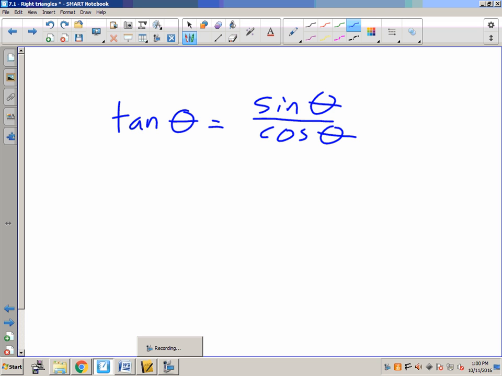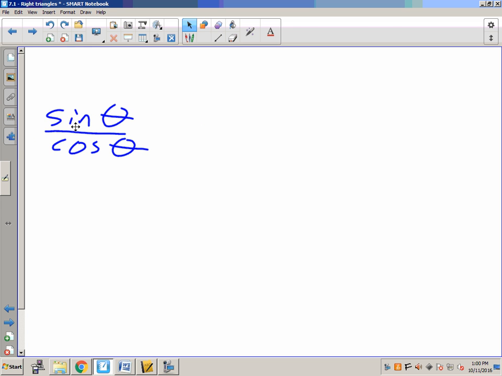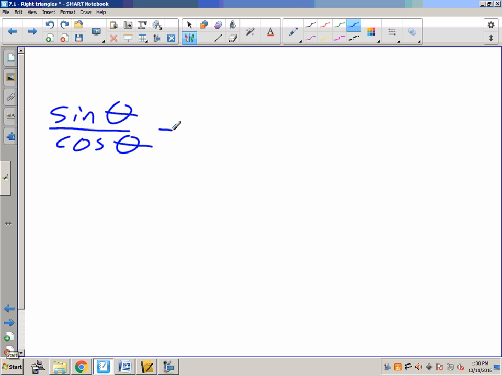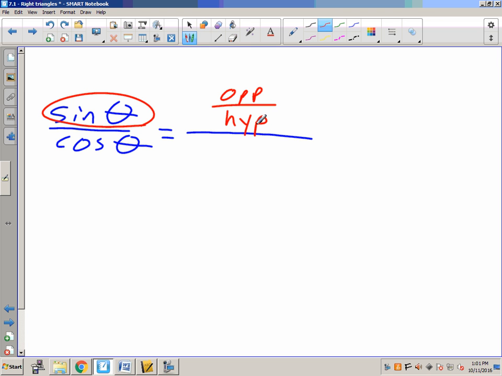Let me start with this. The sine over the cosine equals, okay, what I'm going to do is I'm going to split this up. Now the sine is equal to what? In terms of the sides, that's opposite over hypotenuse. And the cosine is equal to adjacent over hypotenuse.